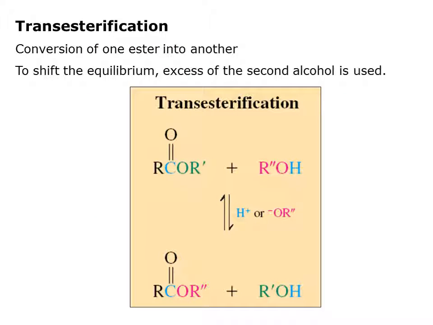Transesterification is a process that takes place where you're essentially changing the R group for your ester. These are often done with an excess of alcohol or whatever alcohol R group you want to add to your ester. So you can see in the top we're trading an R prime for an R double prime.